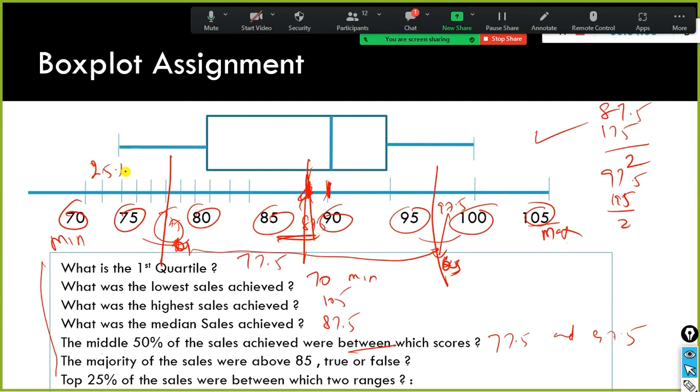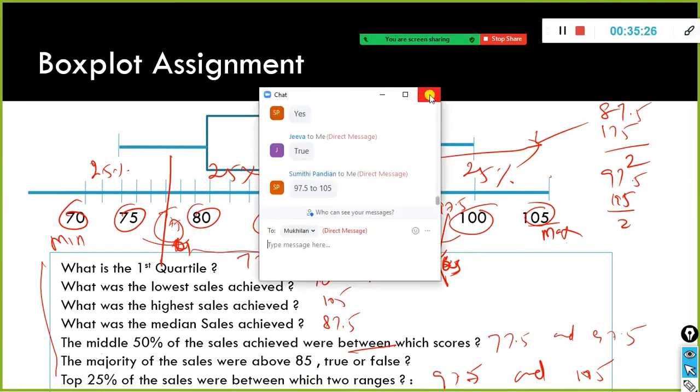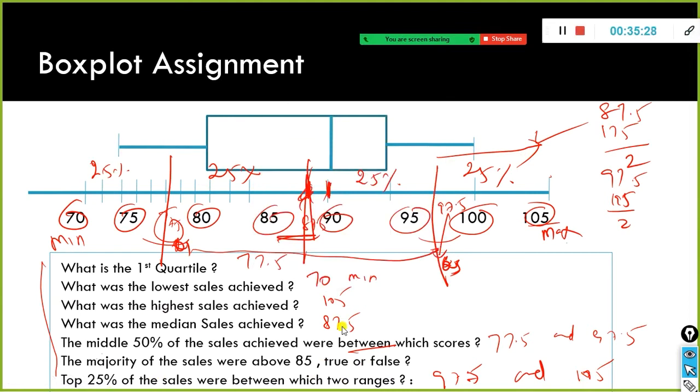This is the bottom 25%, and here you have 25% data. What is the top 25%? This is the top 25%. Top 25% sales were between 97.5 and 105. Got it? So this is the bottom, this is the top. This is how you need to interpret them, and then you need to put the values.